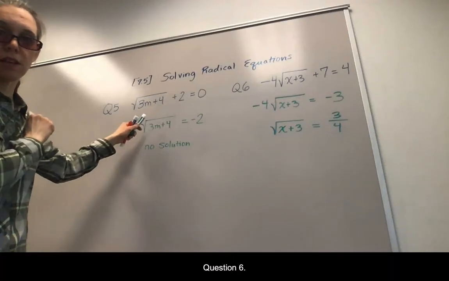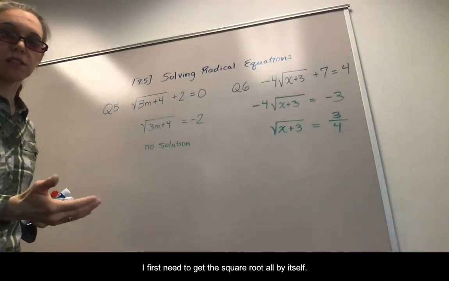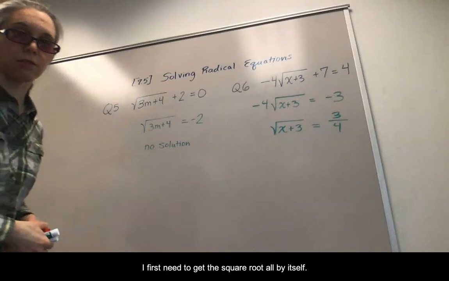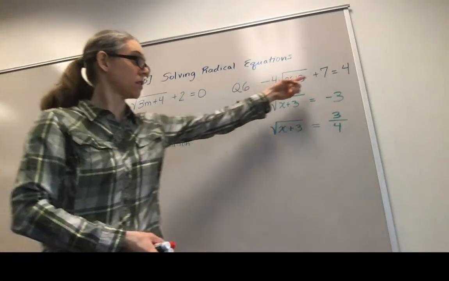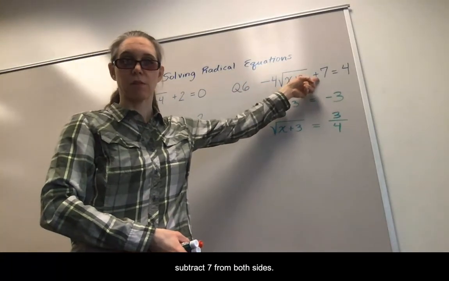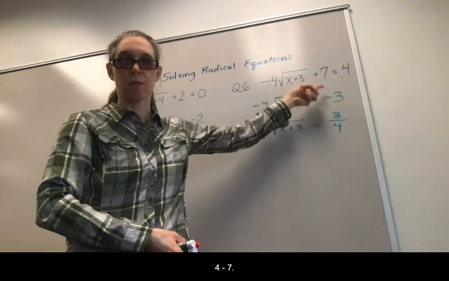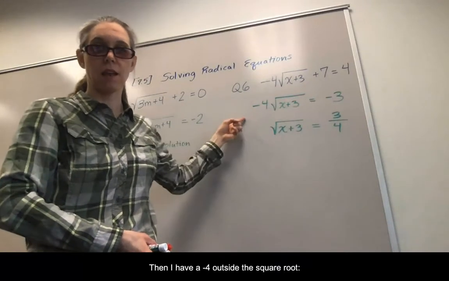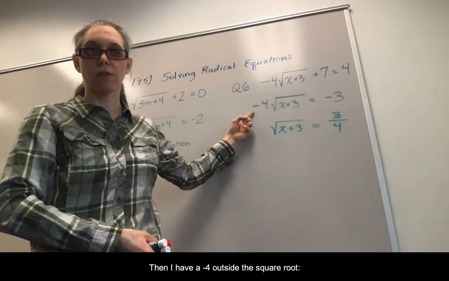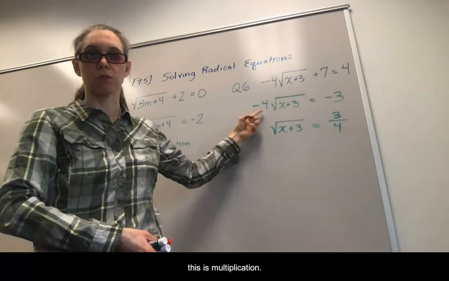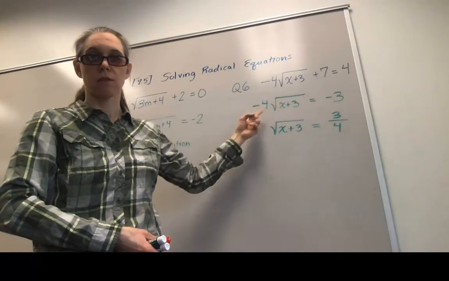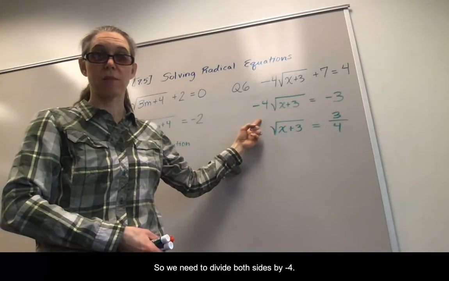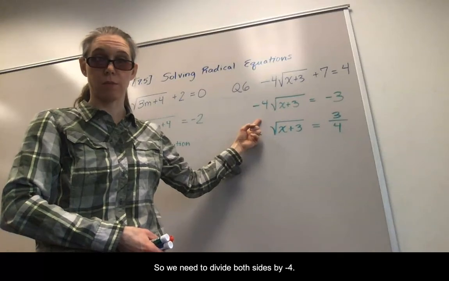So for question 6, I first need to get the square root all by itself. So first, subtract 7 from both sides. 4 minus 7 is negative 3. Then I have a negative 4 outside the square root. This is multiplication. So we need to divide both sides by negative 4.